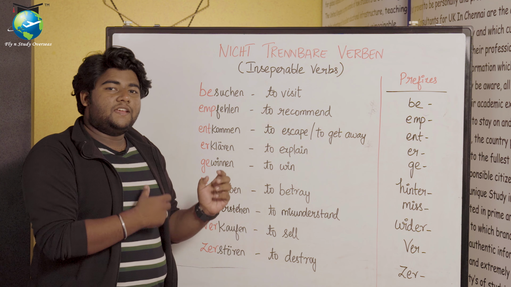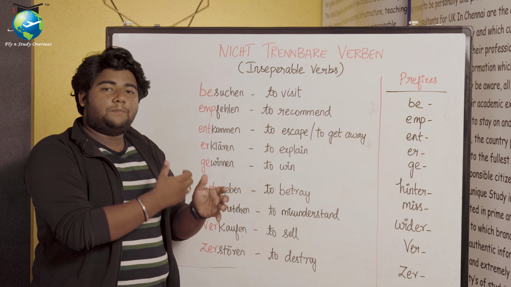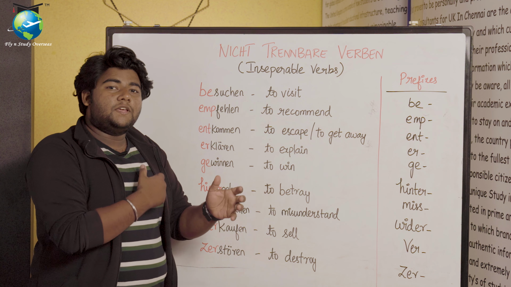In Trennbare verben, we will separate the verb and the prefix and we will write it in a sentence, right? But here in NICHTTRENNBARE verben, you should not do that. You should not separate the prefix and the verb. It has to be written the same.